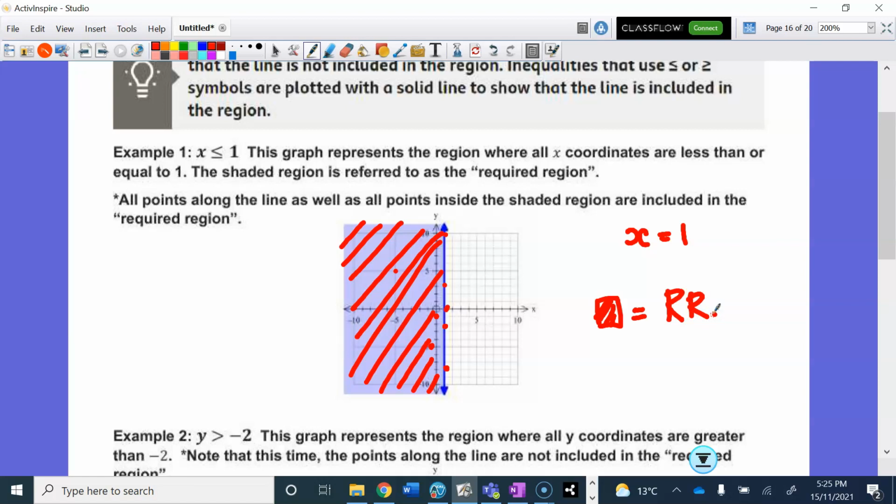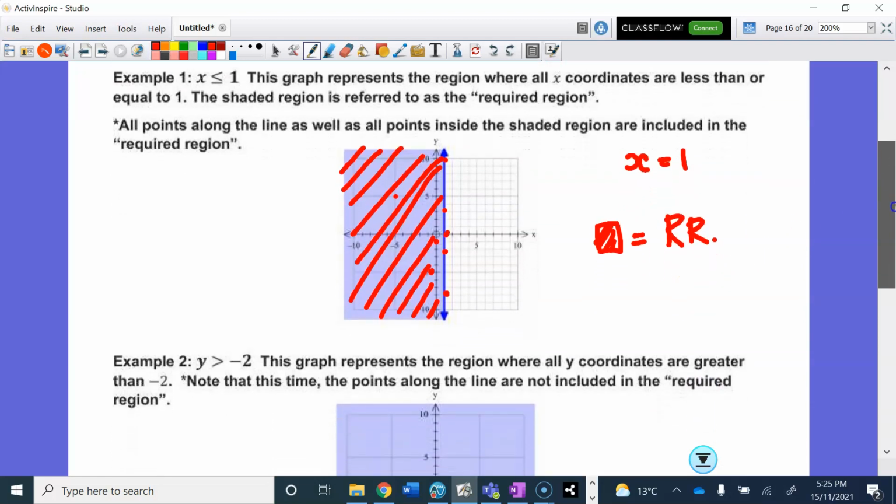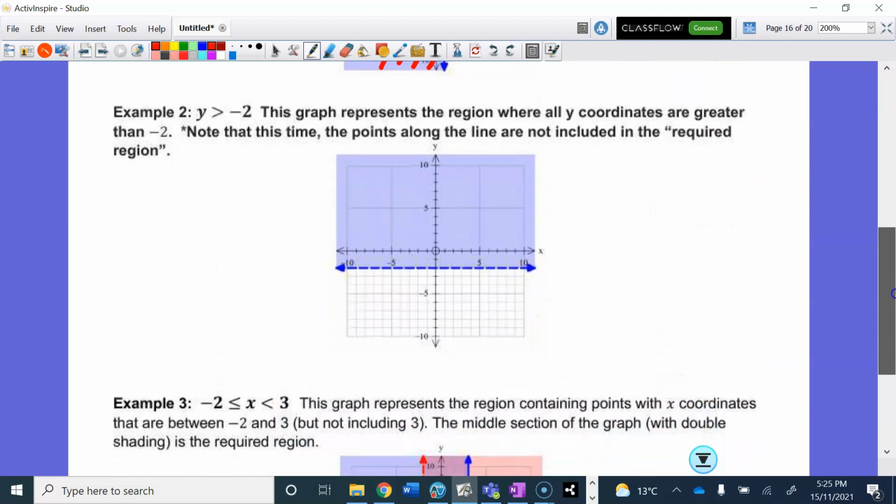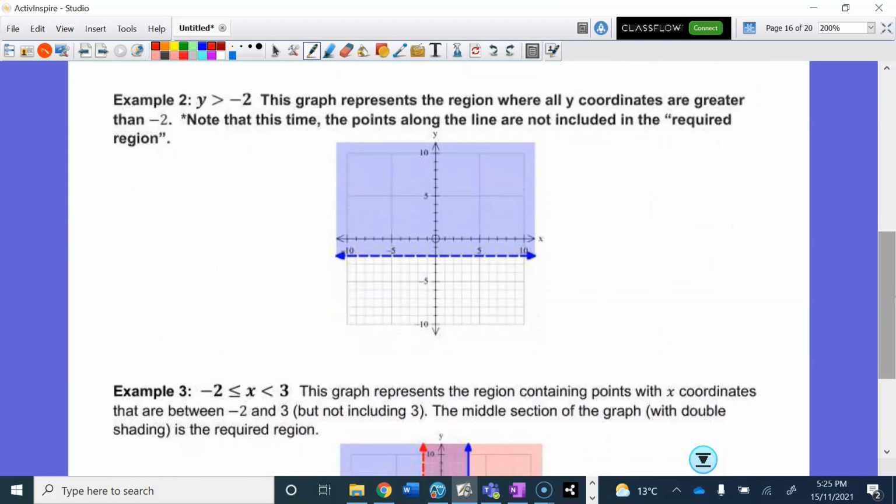Okay, so we're looking now at the second example, and you can see that's slightly different to number one, because it's y values we're interested in this time, not x, and this time the inequality has no equals on it. So I would start this one by thinking about, well, what does the line y equals -2 look like? The line y equals -2 is a horizontal line that goes through the y-axis at -2.